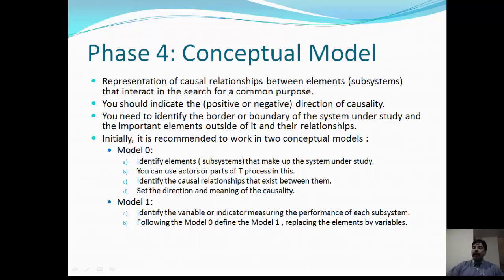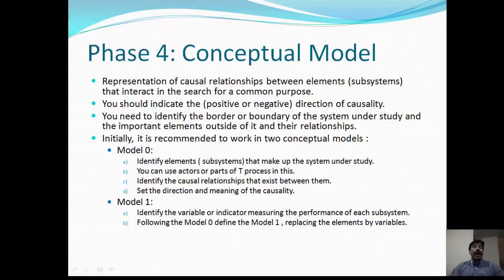If we, for example, have clients as one element and the sales part of our system, the relation between clients and the sales part is that clients give the sales part of our system money, and the sales part of our system gives clients the product, or the meat in this case. In Model 1, we need to identify the variable or indicator measuring the performance of each subsystem.